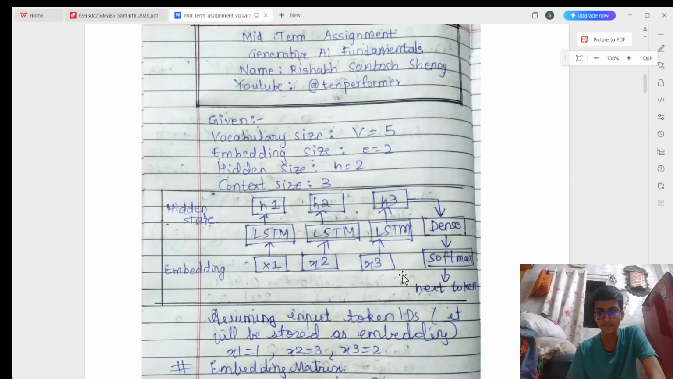This is the embedding layer. Then we have the LSTM layer, then the logits layer, which comprises the hidden state, and then we apply softmax on it. And then we finally predict the next token, or the next word.